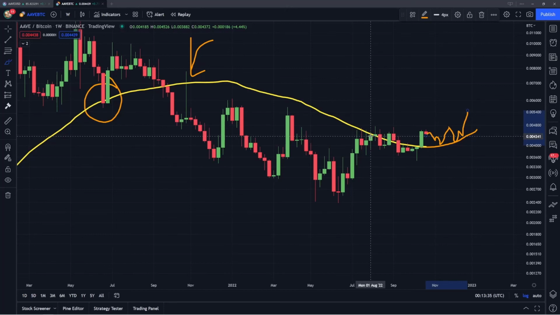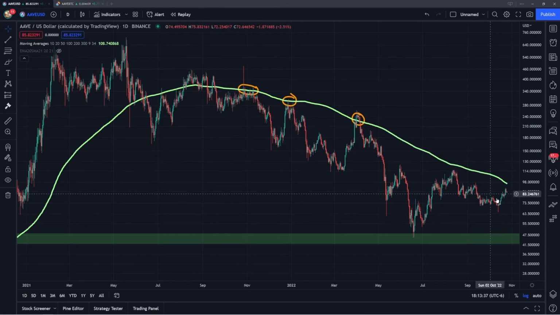that would be a very bullish sign that AAVE could start to outperform Bitcoin quite significantly, which would bring a lot of relative strength into this chart, which is exactly what I want to see. I want to see its outperformance with respect to Bitcoin, and I think that is definitely something to be watching out for into the next few months.